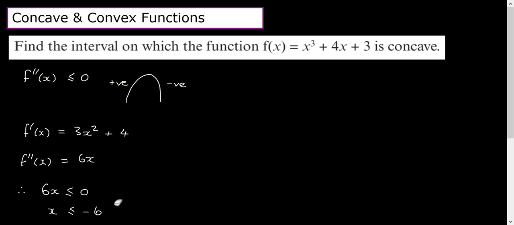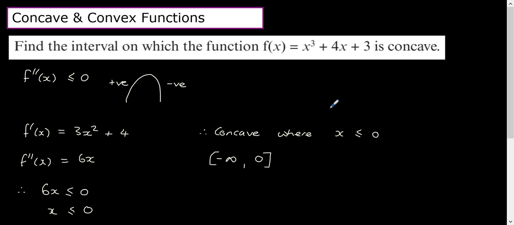Minus 6. x is less than or equal to 0. Never forgive me for dividing 0 by 6 and getting minus 6. Anyway, 0 divided by 6 is 0, so x is less than or equal to 0. So this function is concave where x is less than or equal to 0. Now you might see this written as an interval where minus infinity is your furthest left point and comma 0, again with those rectangular brackets indicating that we're using a limit.